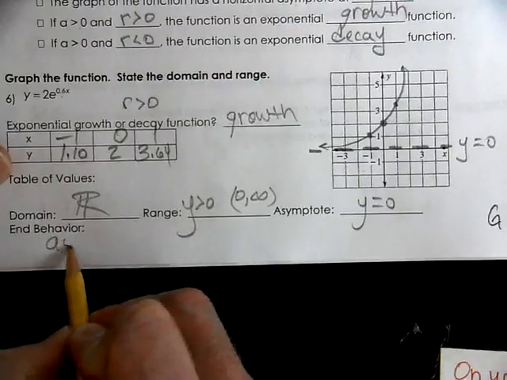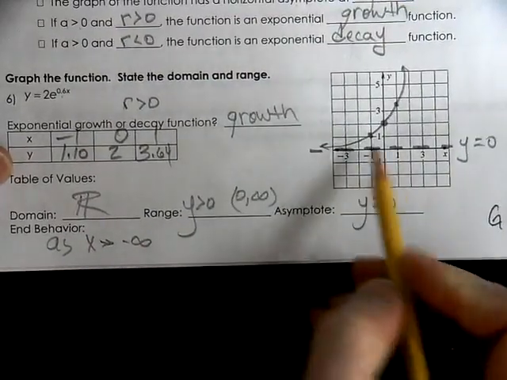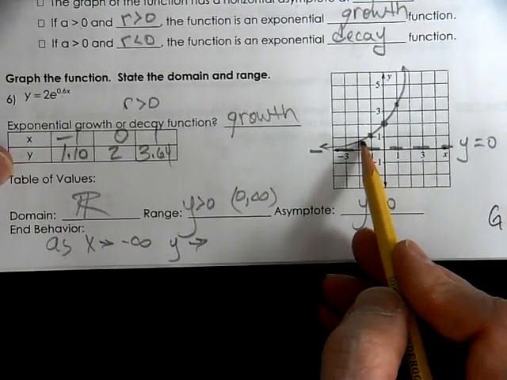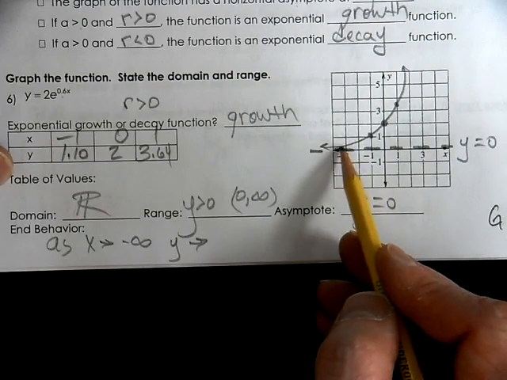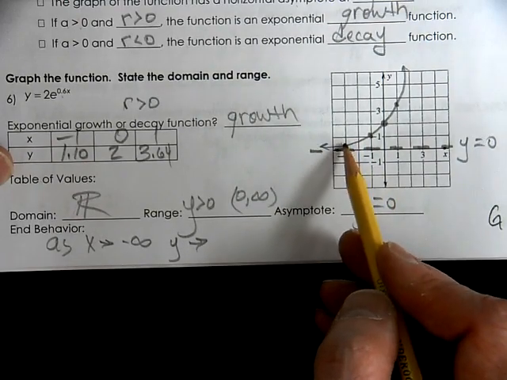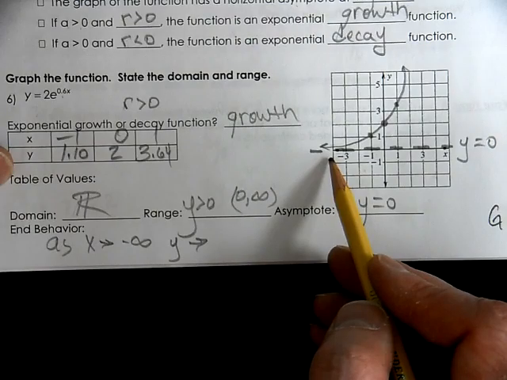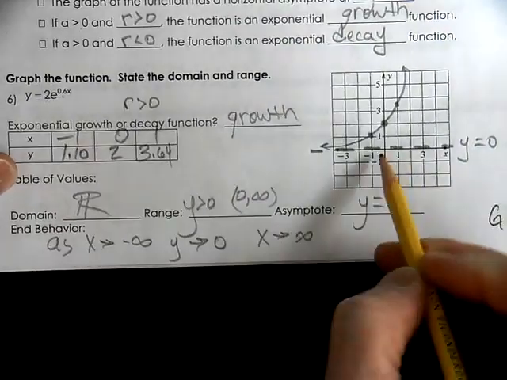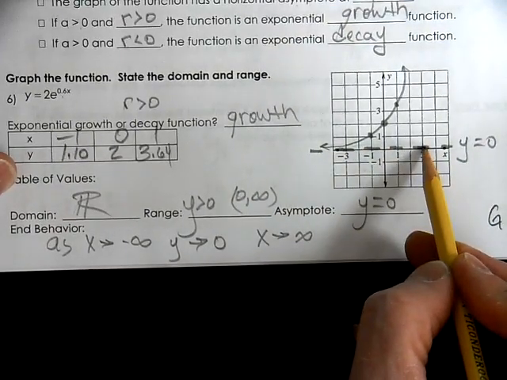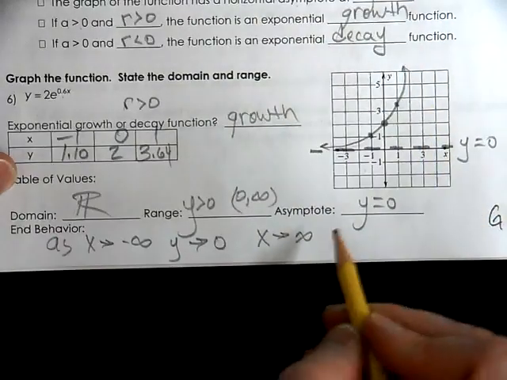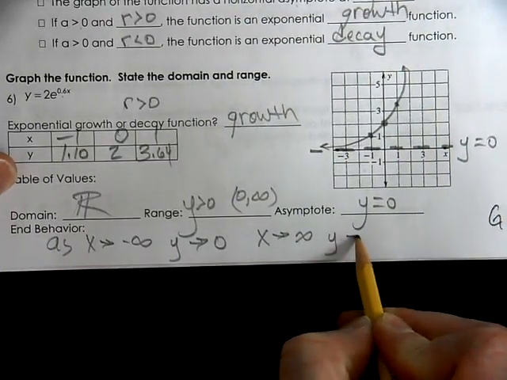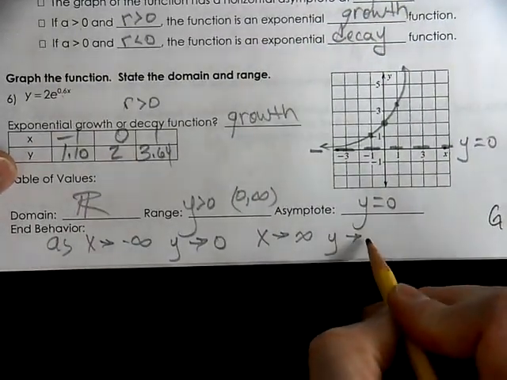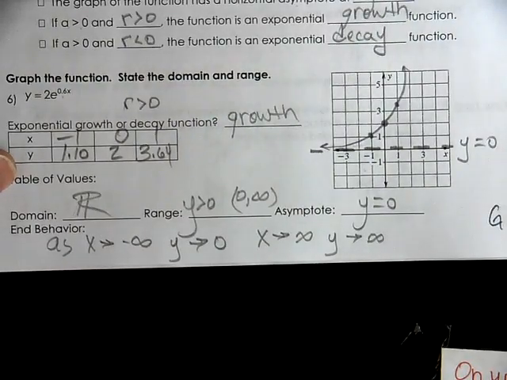And behavior. As x approaches negative infinity, as we look to the left of the graph, what is the y value doing? It is definitely not going negative. It's approaching 0. As x approaches the right, as x gets bigger, what is the y value doing? It's going upwards to positive infinity.